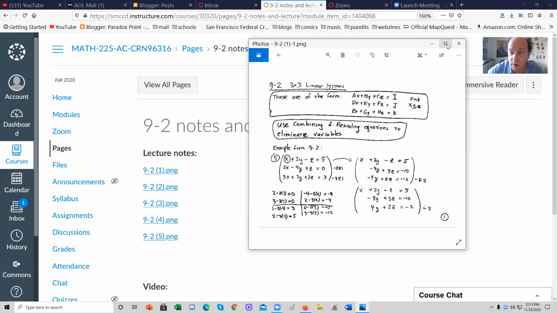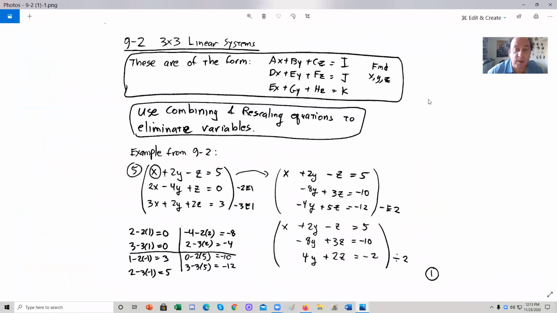All right, today we're going to be solving 3x3 linear systems, 3 equations and 3 unknowns. And of course, ax + by + cz = i, dx + ey + fz = j, and ex + gy + hz = k. Given the capital letters a through k are constants, find the variables x, y, and z.